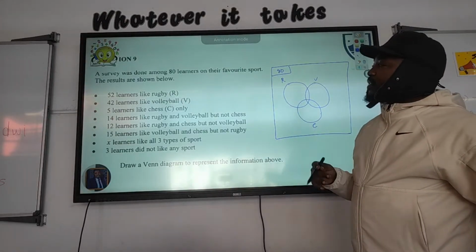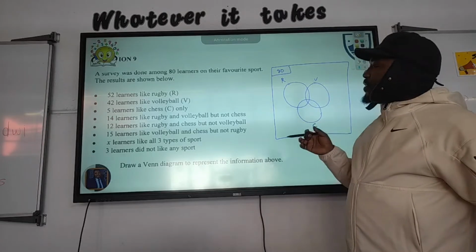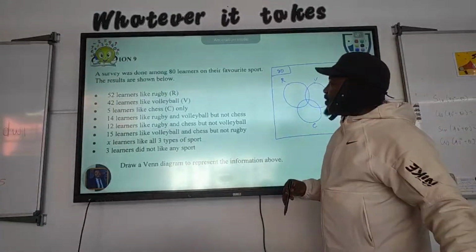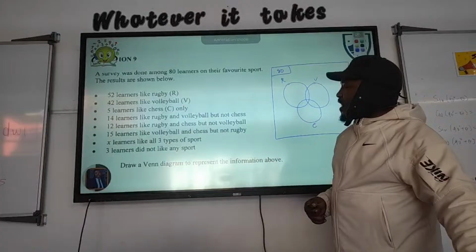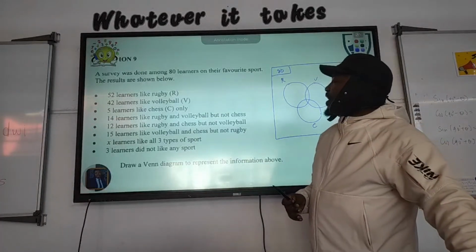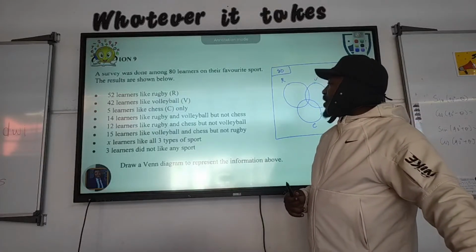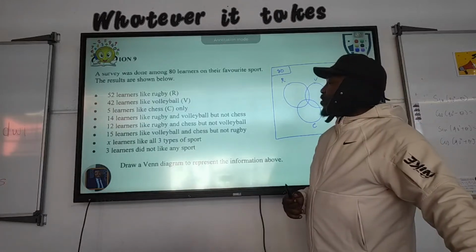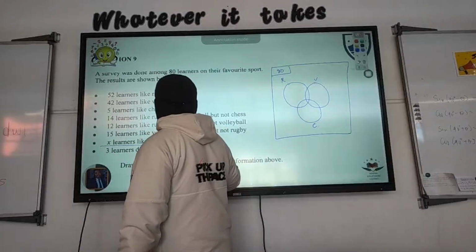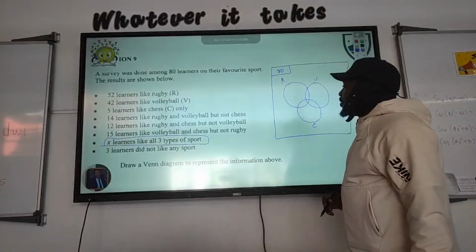So we have 42 learners who like volleyball, and then we have 5 learners that like chess only. We're looking for the information that will put us in the center and we can move outside. Then we have 12 learners that like rugby and chess, but not volleyball. We have 15 learners that like volleyball, chess, but not rugby. And then we have X learners that like all 3 types. So this will be our starting point. X learners that like all 3 sports.